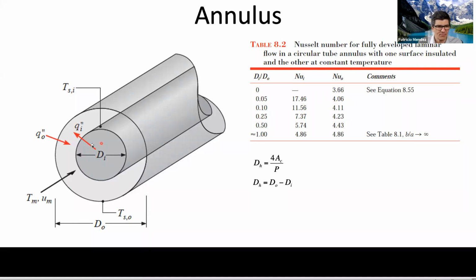If instead the inner pipe has a quarter of the diameter of the outer pipe, right? But this is insulated on the inside, the heat exchange would be with the outside, and we would use the Nusselt of the outside.